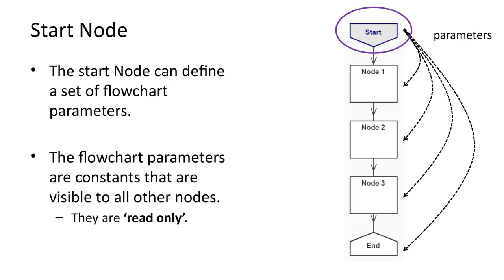The start node defines the flowchart parameters. The parameter values can be changed by the user in the dashboard. However, once the flowchart is executed, the values cannot be changed. All nodes in the flowchart can read these values, but none can write to them. This is a good thing, otherwise multiple nodes could be reading and writing at the same time. The outcome would then be unpredictable.